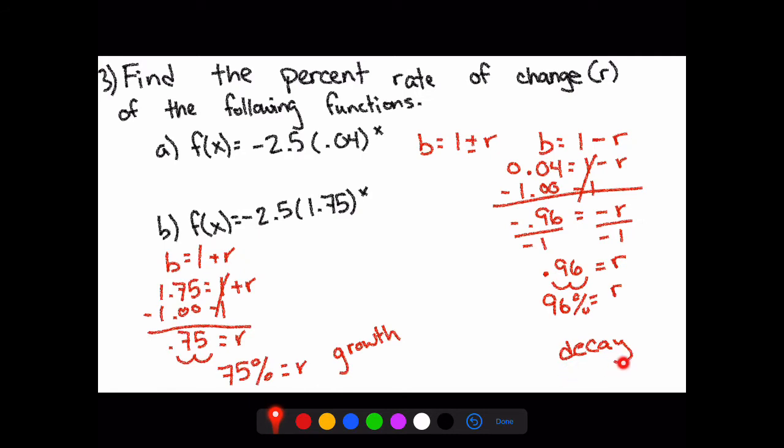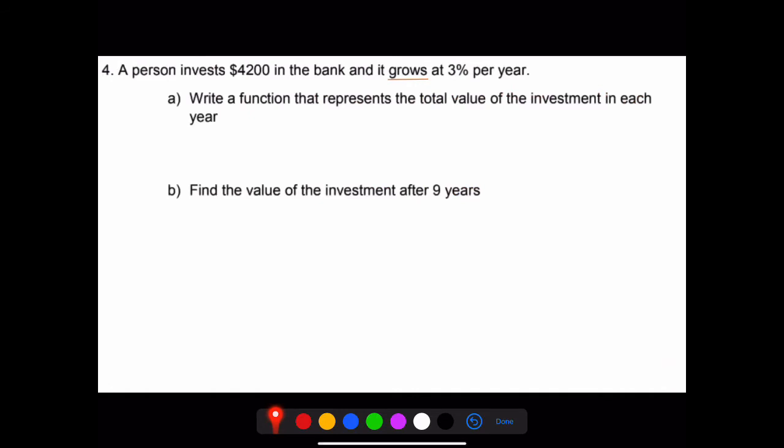Again, at the end, I would prefer if you guys wrote growth or decay. Since this is an online test, you won't need to actually write that out. I'm just going to be looking for the percent. So make sure that you leave it as a percent, not as a decimal. If you leave it as a decimal, you're going to miss some points on it. So please keep that in mind. All right, number 4.